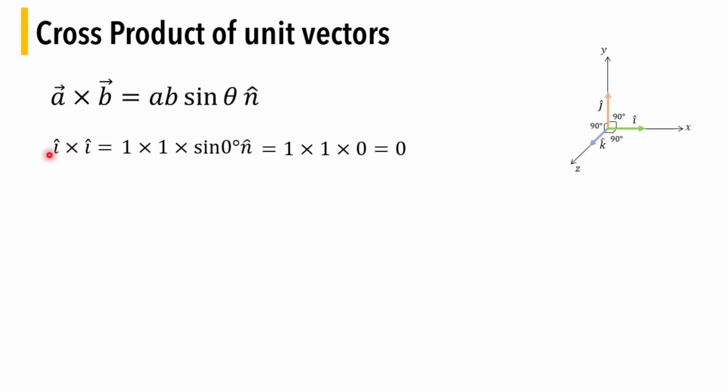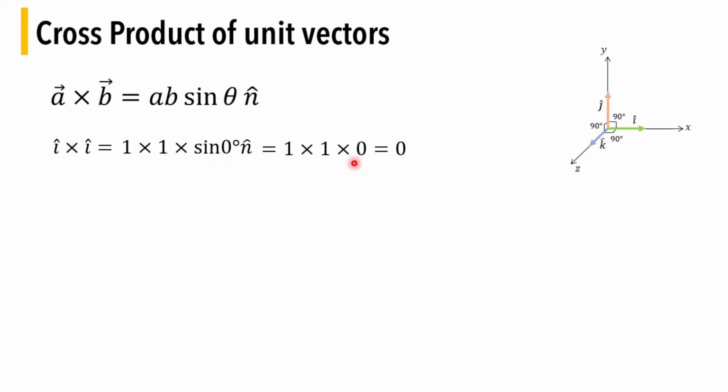Therefore the cross product of i cross i is equal to 0, or in other words you can say that the cross product of same vectors, or the cross product of a vector with itself, will be equal to 0, because the angle between them is 0 and sine of 0 is 0. It makes the expression equal to 0.